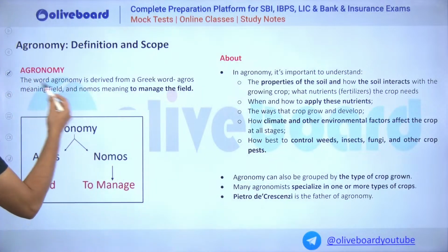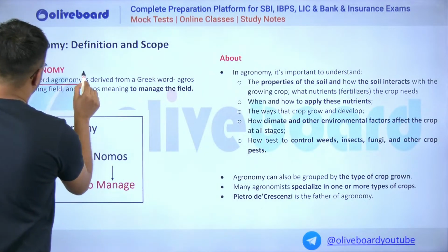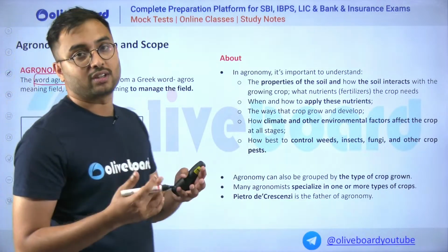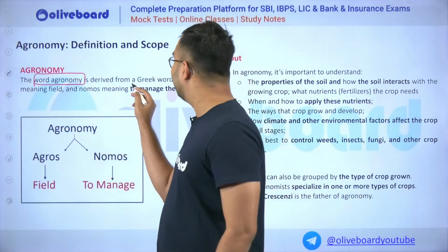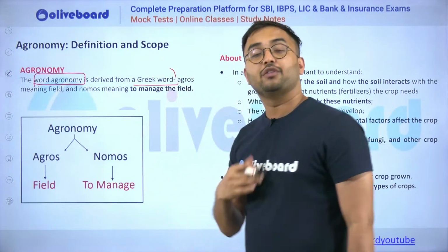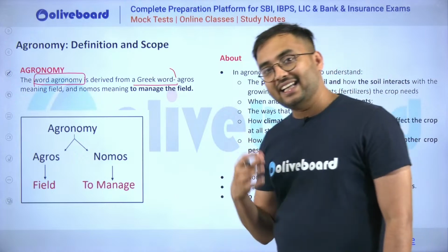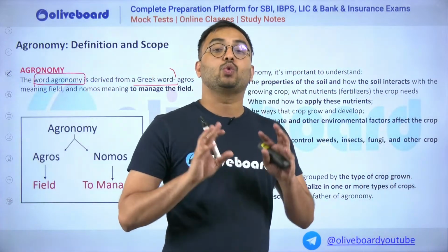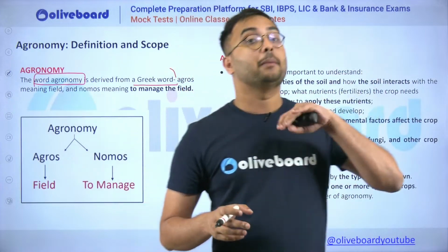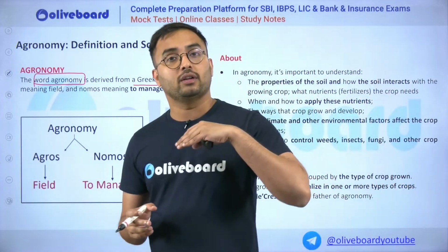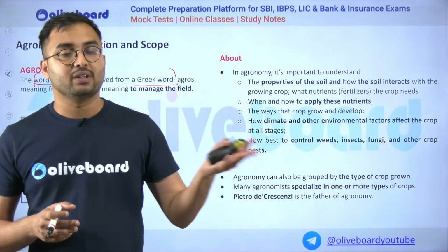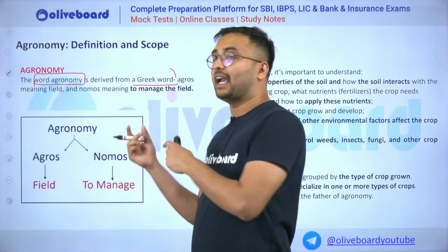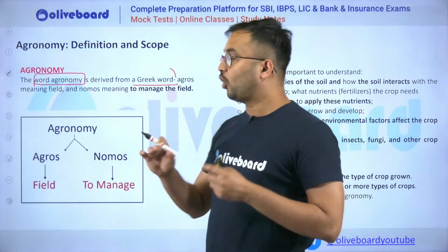So agronomy, we already know the definition of agronomy. Now the word agronomy, nomos, this word comes from Greek. Agros means field, I already told you. Agriculture is where soil is able to cultivate something, that is crops, plants, trees, forest, shrubs, herbs. That is agriculture. In the same way, in agronomy, agro means your field.